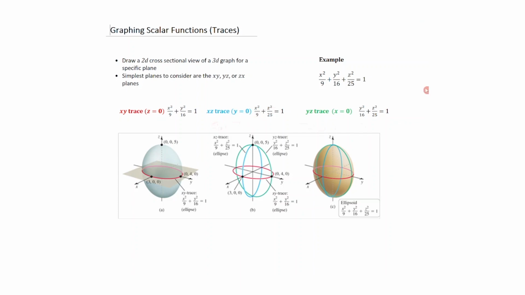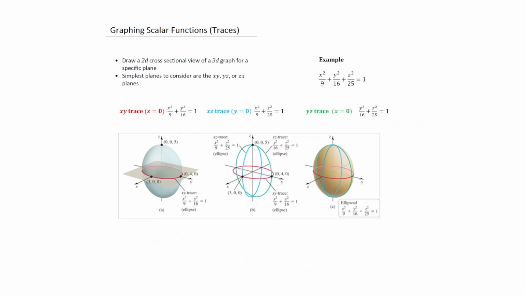Okay? So let's take this example here, which is an ellipsoid, x squared over 9 plus y squared over 16 plus z squared over 25 equals 1. So if we're to look at the xy trace, we set z equals 0, then we end up with this expression here. If we're interested in the xz trace, we set y equal to 0, then we end up with the expression here. And if we set x equals 0 in the example function, then we end up with a function that's here.